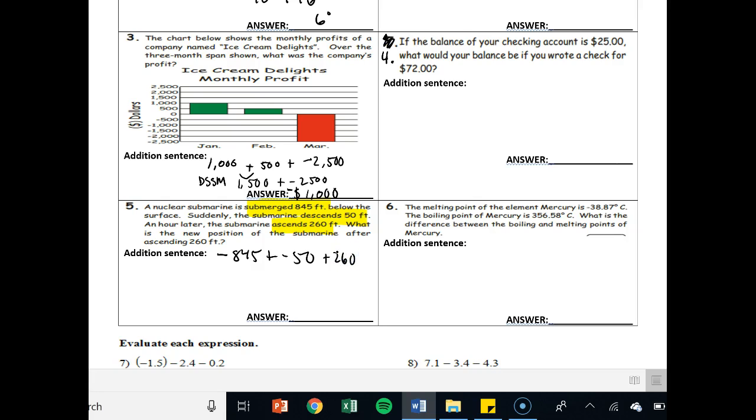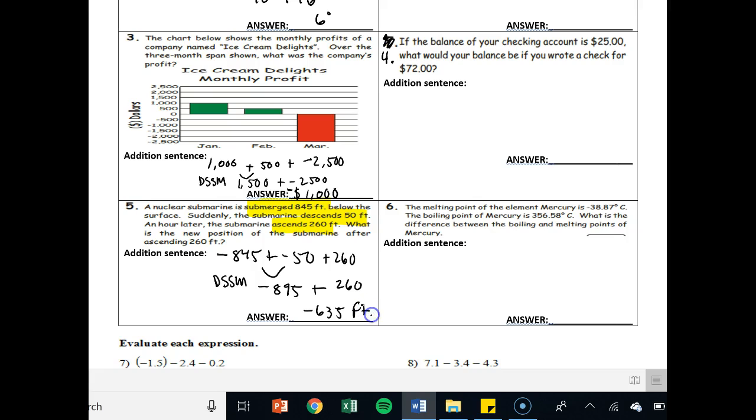What is the new position of the submarine after ascending 260 feet? So -845 plus a -50 is first. That gives you -895. And then you add 260 to that. That's a DSSM problem. It would be important to label that. That gives you -635 feet.